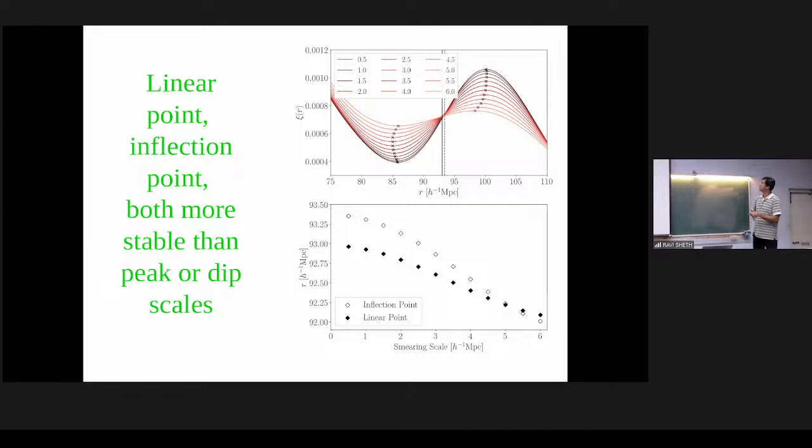And there's two sets of symbols. You can take the midpoint of the peak and the dip, or you can take the inflection point. And they're more or less similar. They're both pretty stable. So those are good standard rulers. So if you want to measure the distance scale, this is the thing that's the most stable, without making some assumption about the detailed shape of this curve.